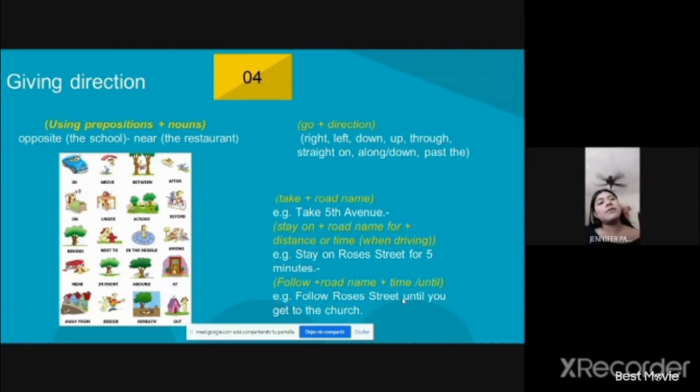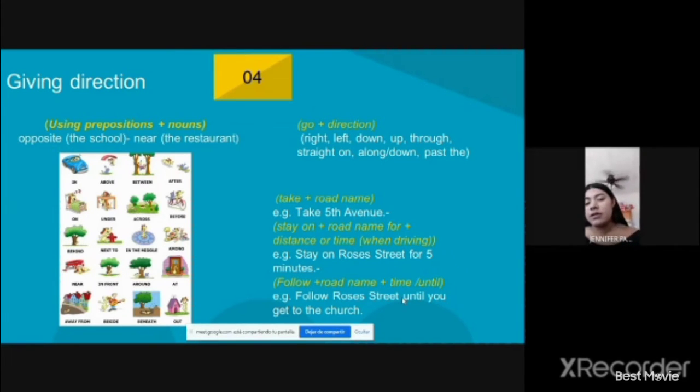And then we have the nouns that's depending on what you're gonna give the direction to. So for example, we have here the examples that are opposite, that's the preposition, and then the noun, that's the station, and then the noun, that's the school. So we're gonna use it like opposite the school or near the restaurant.